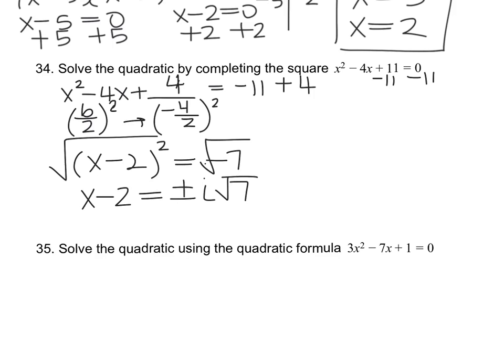The last step is to finish getting x by itself by adding 2 to both sides. And when I write my final answer, the number we've added to both sides, I'm going to put in front of the plus or minus. So we're going to have 2 plus or minus i square root 7.